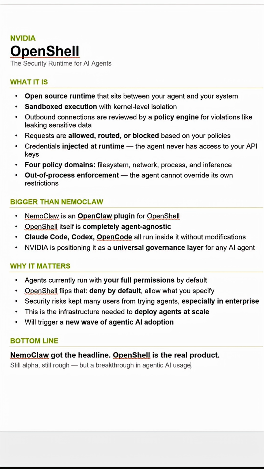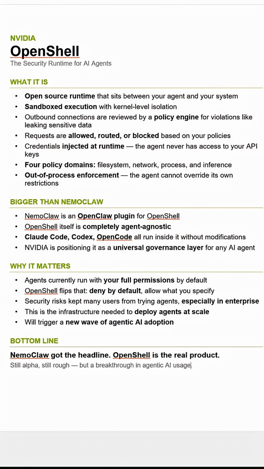Right now, when you run an agent like OpenClaw, it basically has your full permissions. You're trusting it to not do something you didn't ask for, and to not do something that somebody else asks it to do via prompt injection. OpenShell flips that on its head. Everything is denied by default, and you allow what you want.